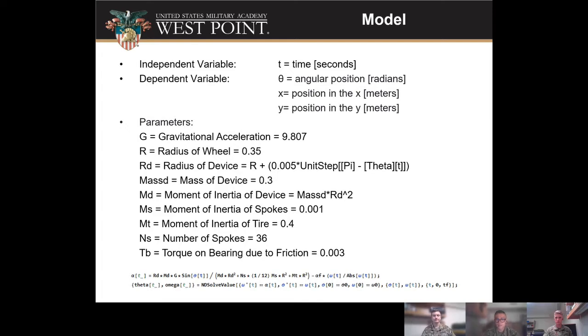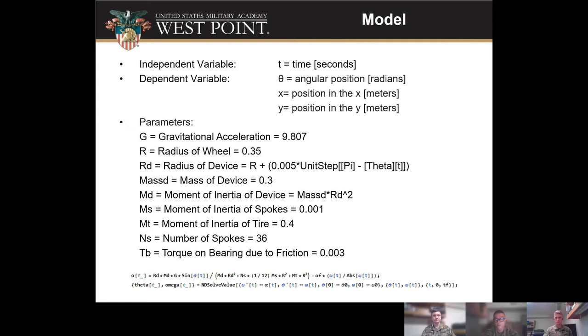We have the mass of the device that we just chose. We also chose the moment of inertia. We found the moment of inertia for the spokes and the moment of inertia for the tire. And then we included a number for the spokes. And then TB represents our torque on the bearing due to friction.